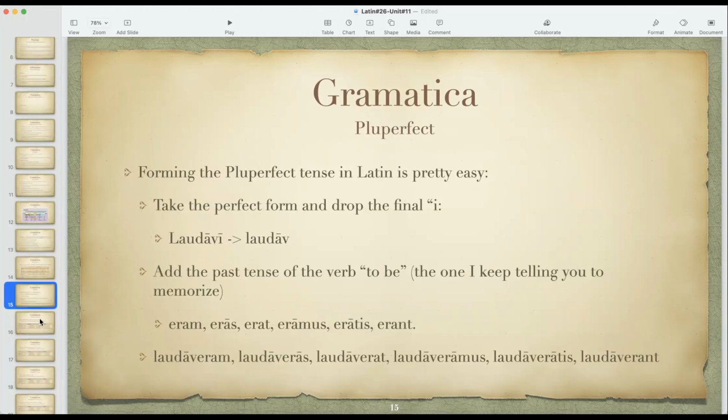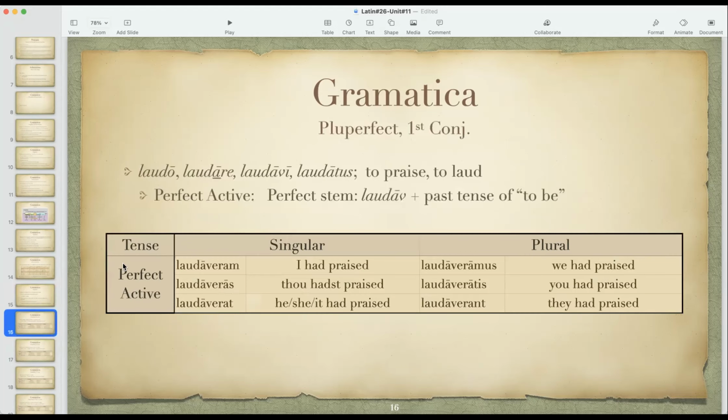So again, harking back to when I said memorize all four forms of the verb, which is typically the first person singular, the infinitive, the perfect form, and then the perfect participle, which is at the end. And we'll get to that. I think it's next unit or the unit after. I forget which. But we're getting there. So laudo, laudare, laudavi, laudatus, to praise, to laud.